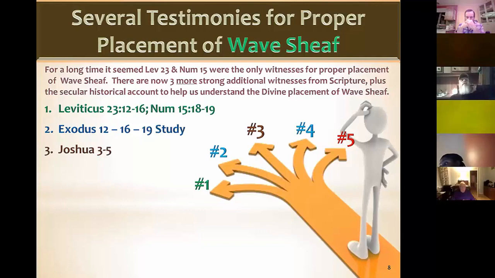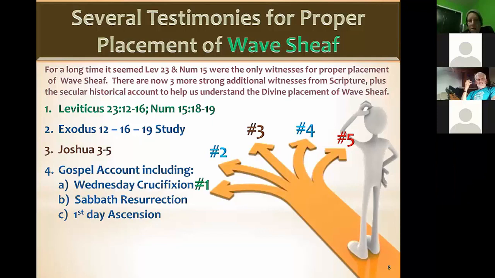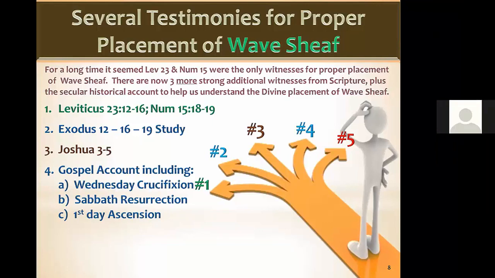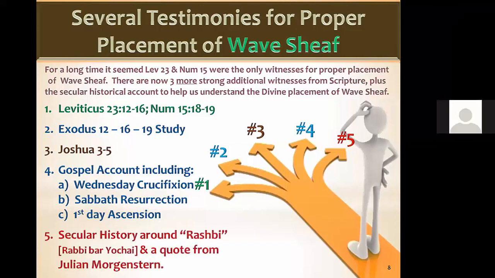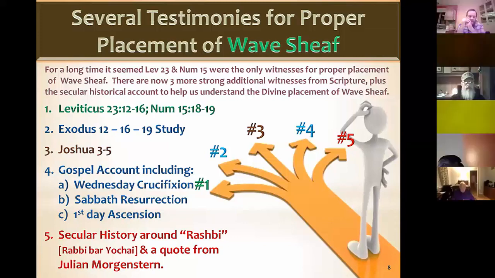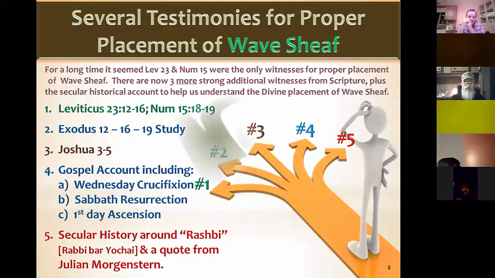Then there's Joshua, chapters 3 to 5. We're going to be, of course, using that. The gospel account includes the Wednesday crucifixion, the Sabbath resurrection, and a first day ascension. This is another study that is a witness to the proper placement of wave sheaf. And then there's secular historical information around Rashbe, and there's a quote from Julian Morgenstern. We're going to do this part in next week's study, or part 2, whenever we have it. So there's at least 5 witnesses, maybe 6 or 7 if you count out all the chapters. But there's a lot of testimonies for where to put the wave sheaf.